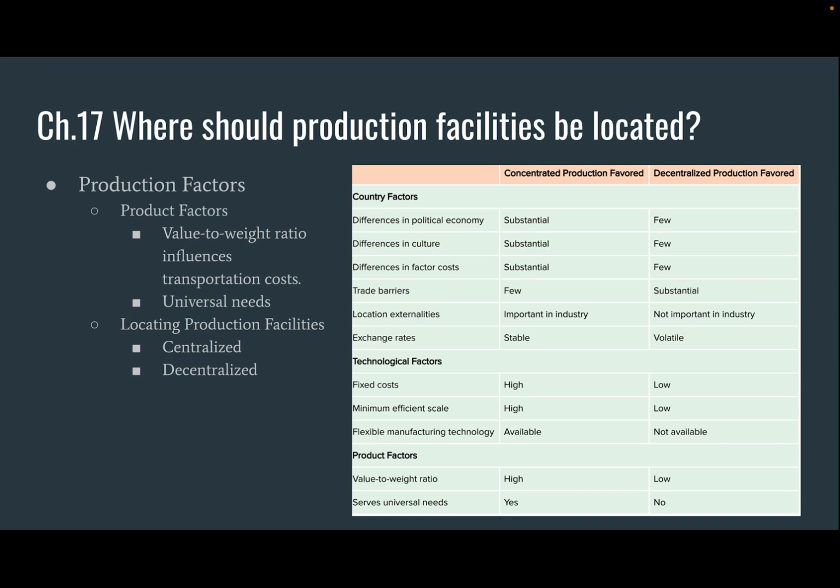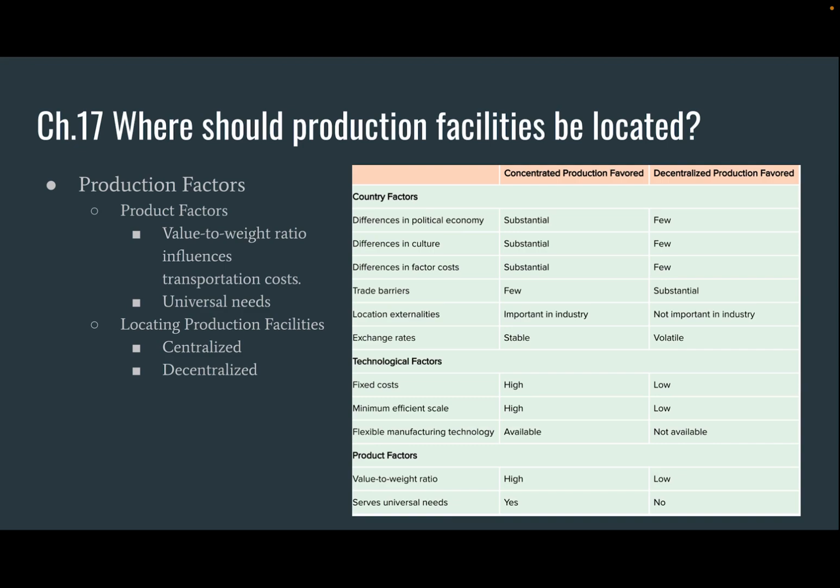Next would be universal needs. So do people really need these items? Next would be centralized and decentralized. If you look in here, this is the graph that breaks down the country factors, technological factors, and product factors, and it'll tell you a little bit more about that.